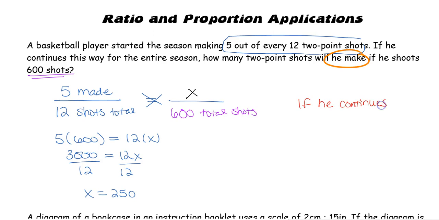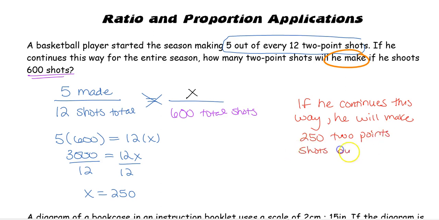So that's going to tell us if he continues this way, he will make 250 two-point shots out of 600 total.